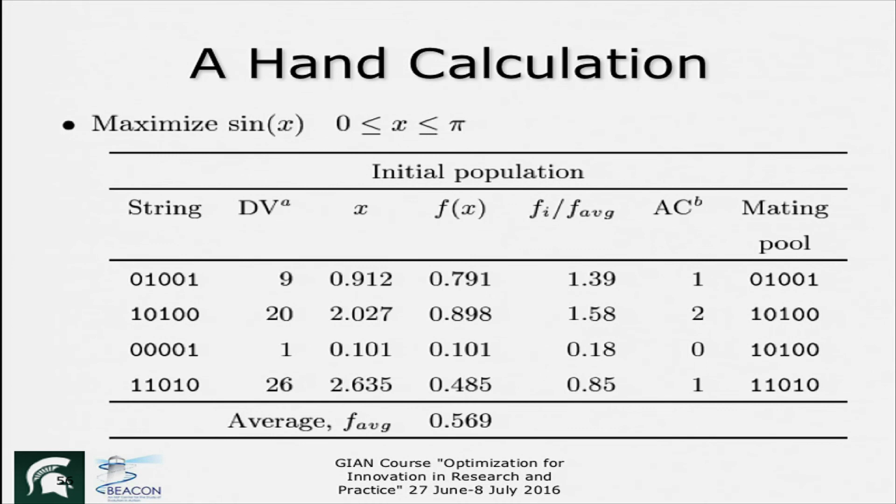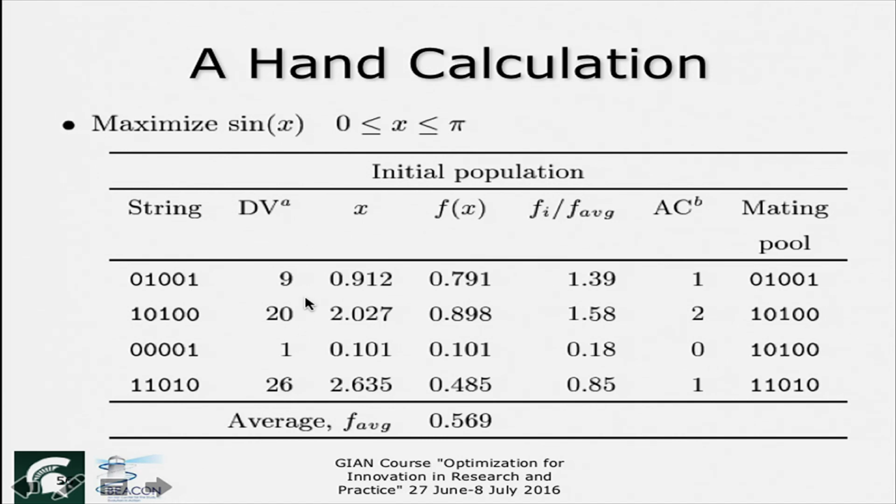Okay, so this is how I get the first string, second string, third string, fourth string. Now I take the decoded value of that. So 1 plus 8, 9. This is 4 plus 16, 20. 1 is 1 only, and here you get 26. So you can have numbers here from 0 to 31 with 5 bits, right? We have seen that before.